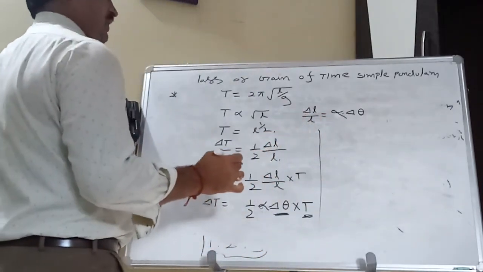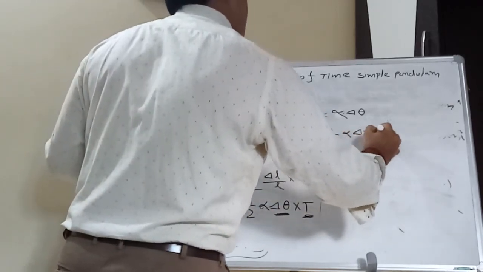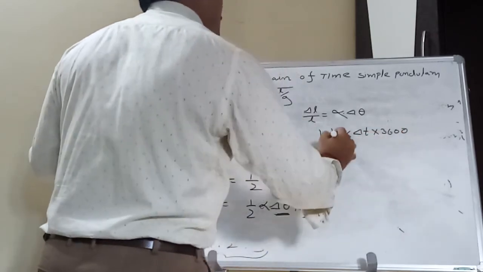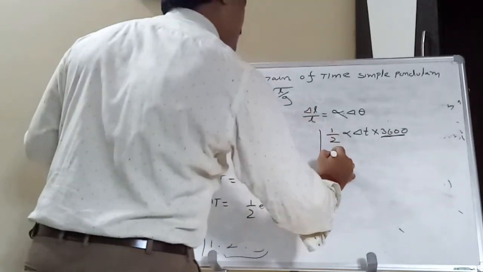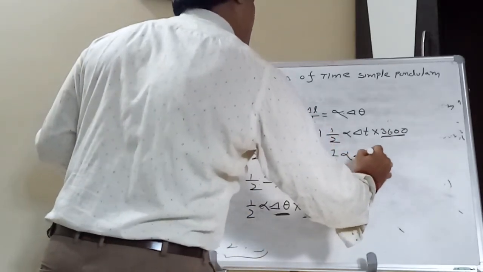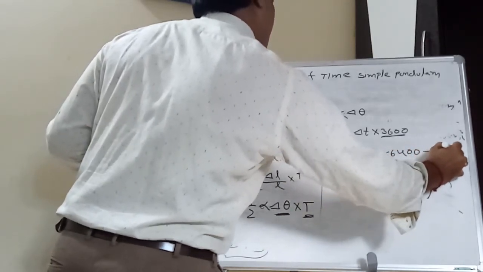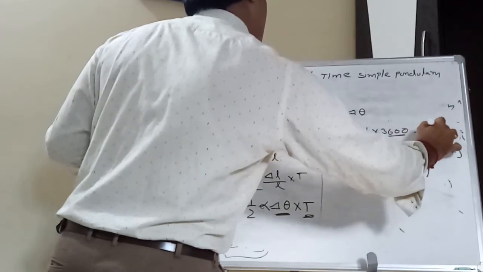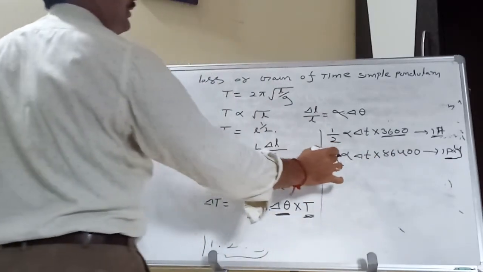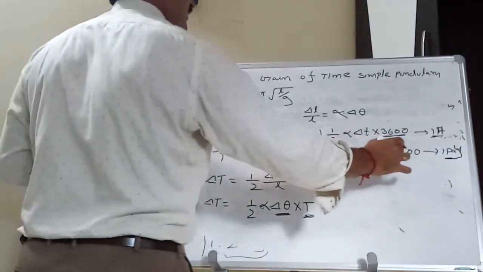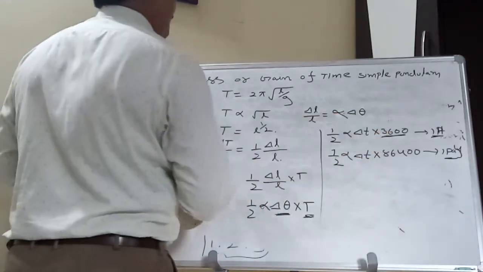Loss and gain of time in one day: 1 by 2 into alpha into delta theta into 86,400 seconds, since 1 day is 86,400 seconds. For 1 hour, it is 1 by 2 alpha into delta theta into 3600.